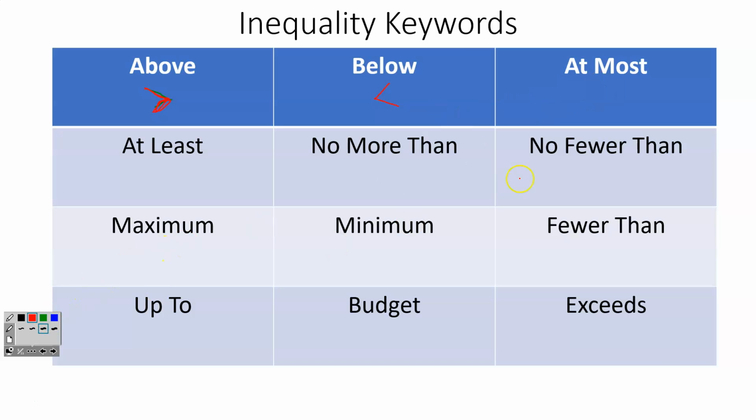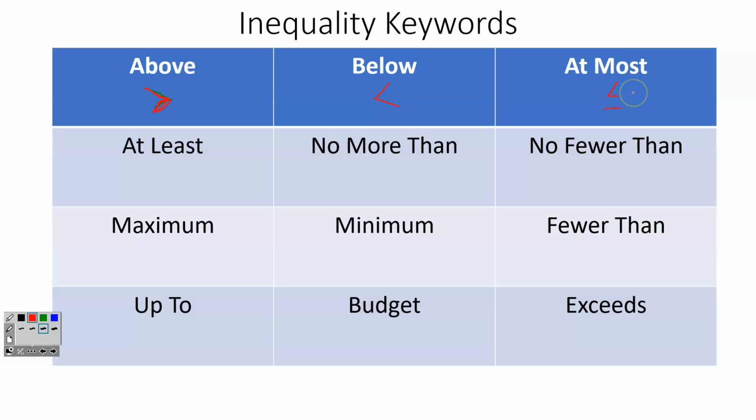At most, that means if I can have at most 10 people share a pizza, that's like the absolute most. So I can't have anything more than that. So that means it's going to be a less than or equal to.